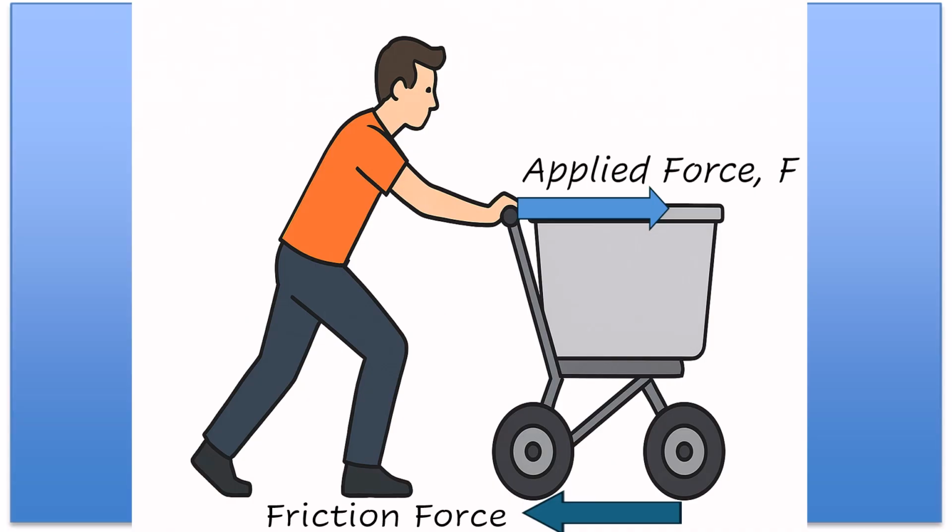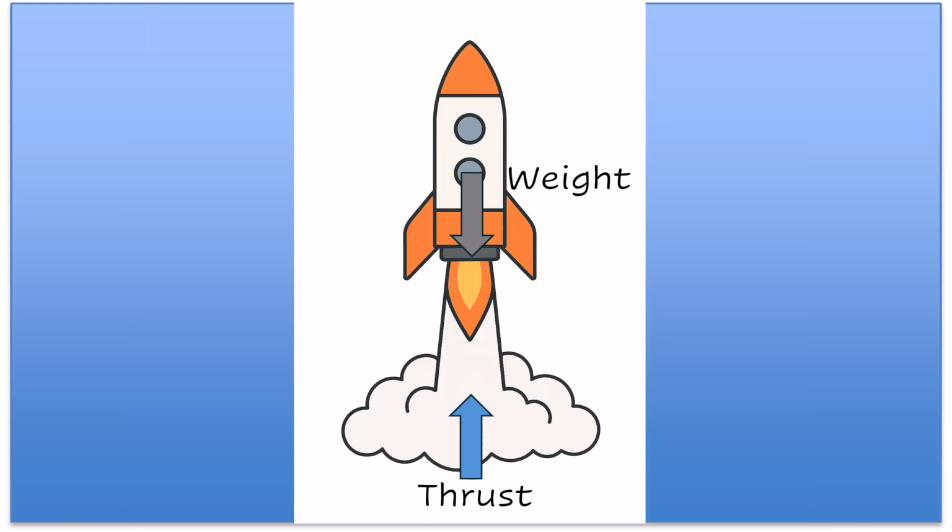In everyday life, pushing a cart involves applying a force. If the cart moves, that means a net force is present and it accelerates. In a rocket launch, thrust pushes up against gravity. If thrust is greater than weight, the rocket accelerates upward.